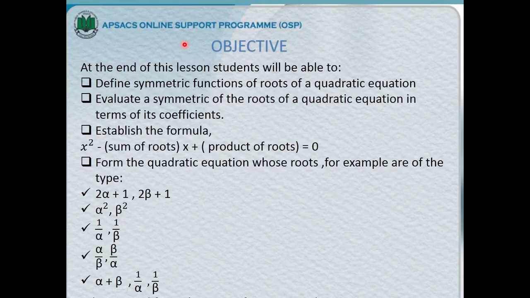Let's discuss the objectives of today's lesson. At the end of this lesson, students will be able to define symmetric functions of roots of a quadratic equation, evaluate a symmetric function of the roots of a quadratic equation in terms of its coefficients, and establish the formula in order to find the quadratic equation when the roots of the required equation are given. Formation of a quadratic equation whose roots, for example, are of these types given, in which alpha and beta are the roots of the required equation.